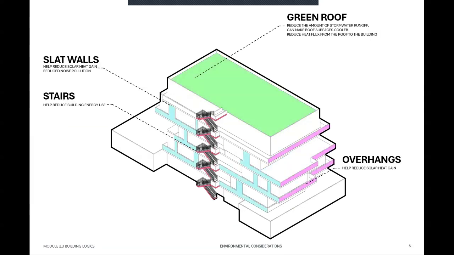Moving on to my environmental considerations diagram. There are quite a few things that I considered to make this building as efficient as possible. There's the use of overhangs, which reduce the solar heat gain. I also use stairs instead of elevators, which can significantly reduce the energy used by this building. And then we also have the implementation of slat walls around the perimeter of each floor. This is with the idea of reducing solar heat gain, reducing noise pollution, and also providing some privacy for occupants. And then the green roof located on top is meant to reduce the amount of stormwater runoff. It can make our roof much cooler, and therefore it can reduce heat flux from the floor to the building.